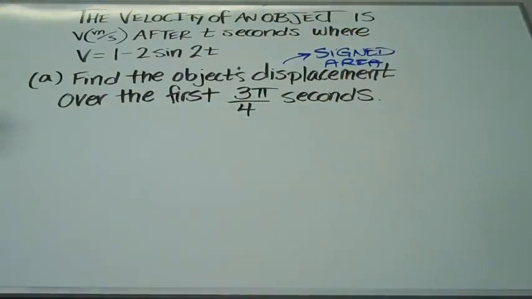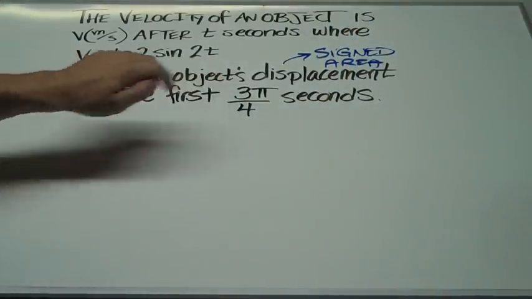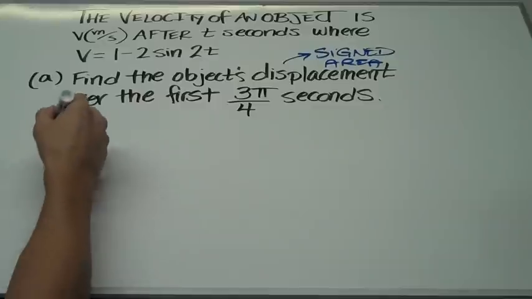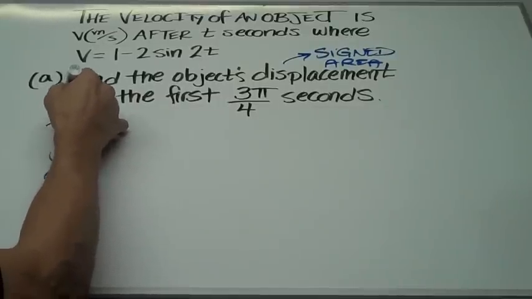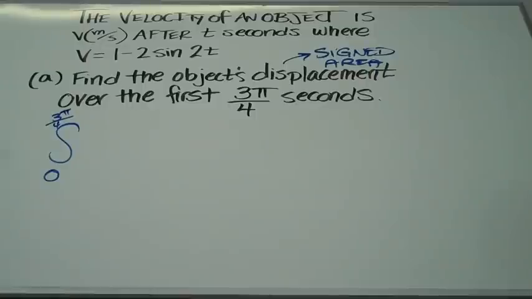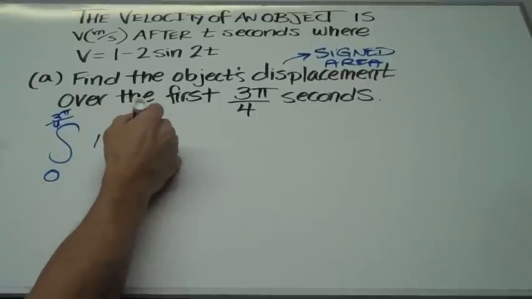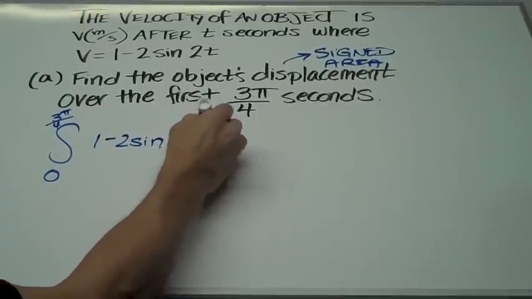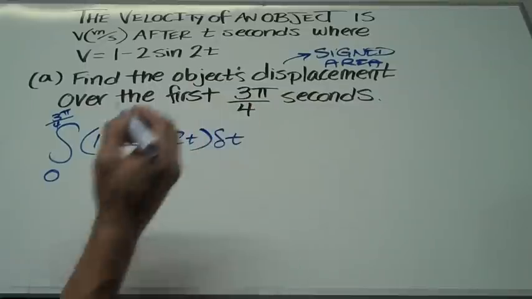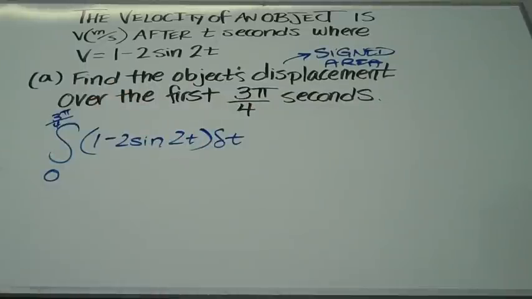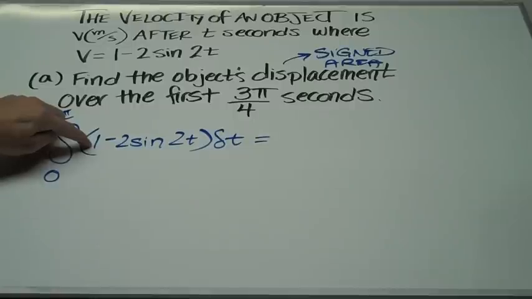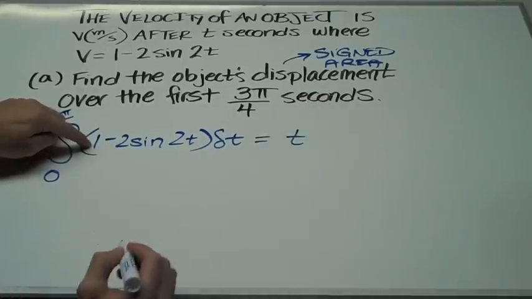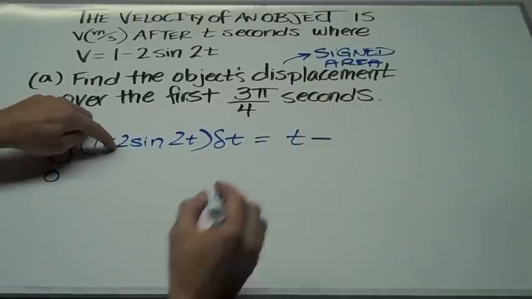I'm only concerned with the signed area over the first 3 pi over 4 seconds. So I just have to integrate from 0 to 3 pi over 4. Integrate what? 1 minus 2 sine 2t with respect to t. So please don't forget that dt. Well, that means I just have to integrate this. 1 t to the 0 becomes t minus, well, our 2 is a constant.